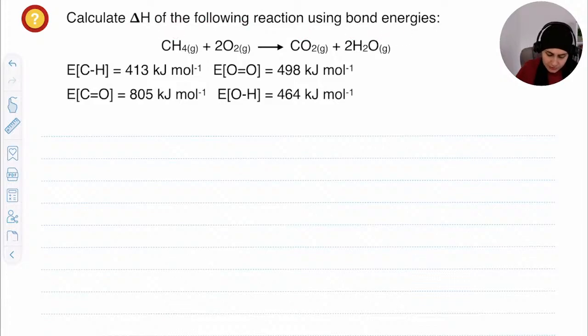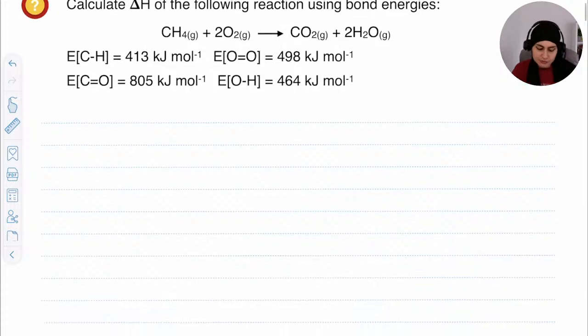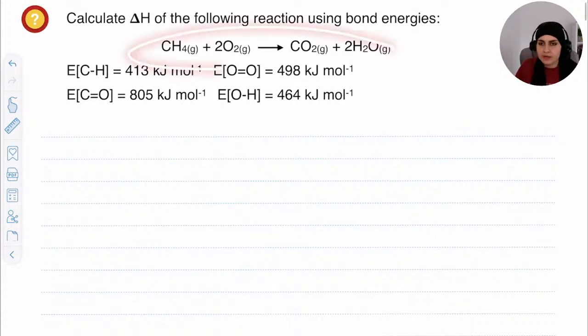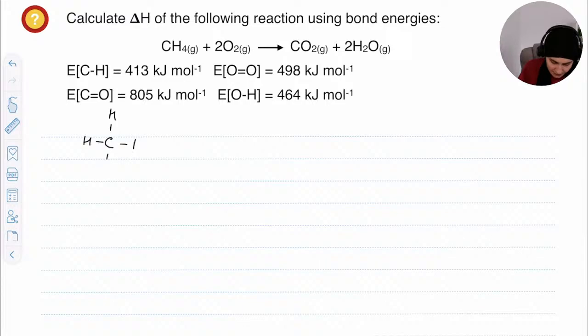To solve this question, I recommend you rewrite the equation in such a way that you see all the bonds. Don't just go with molecular formulas, but draw it structural. So I'll just redraw it. CH4. I will write without state symbols. Everything is gas. It doesn't matter for us.